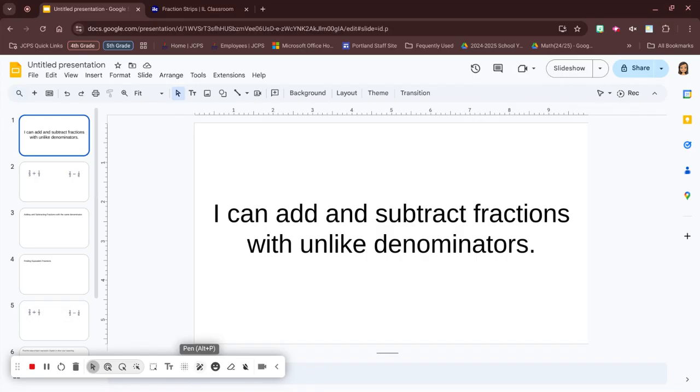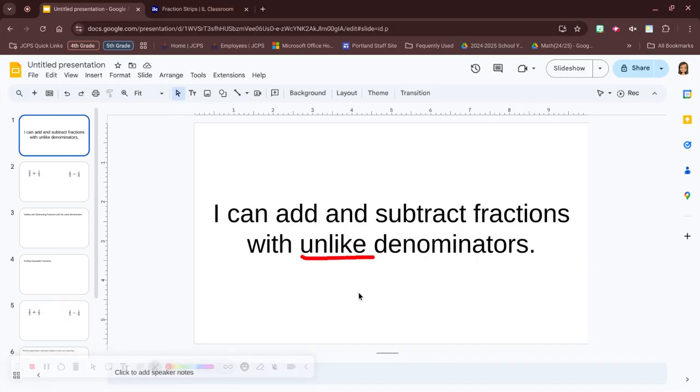So it says, I can add and subtract fractions with unlike denominators. So the key word there is unlike. That means the denominators are not going to be the same. And I'm going to show a couple different things so that we can see what we're going to be doing when we come back and what skills we need to review for when we get there.